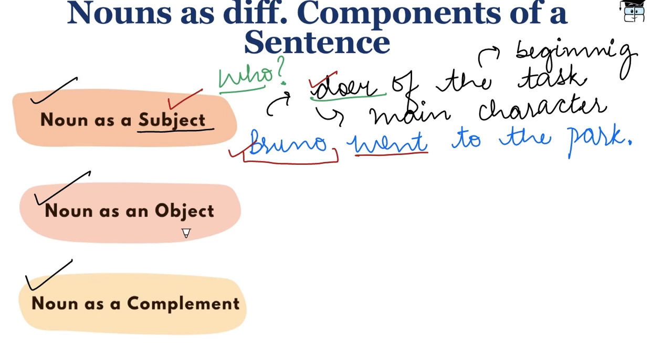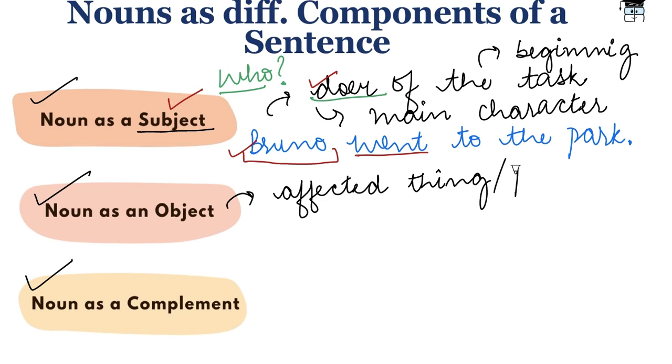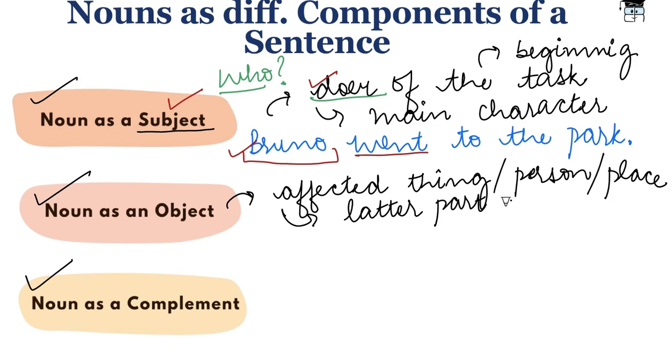Moving on to the next type, which is noun as an object. When a noun acts as the affected thing, person, or place in the sentence that the doer or the subject is affecting, then that noun takes up the form of an object of the sentence. These kinds of nouns generally appear in the latter part of the sentence, that means in the very end of the sentence. And they can be identified by asking the question, what? What is being affected? Right.